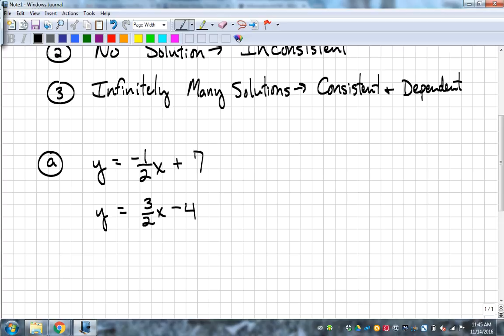What form are both of those equations in? Slope-intercept form. That's the form we want them in if we're going to graph. And that's what we're going to use to solve these, is graphing these systems. So we're going to graph both of these equations on the same coordinate plane, and see what happens.